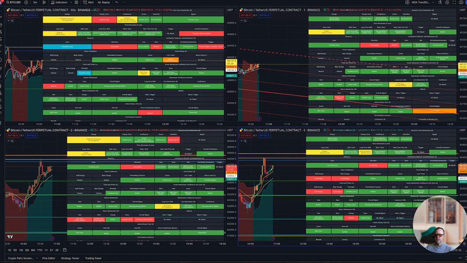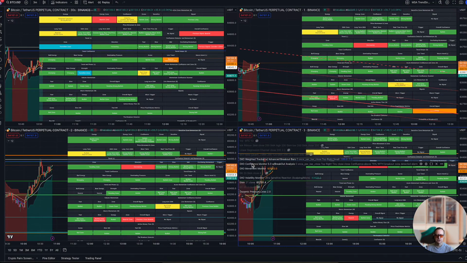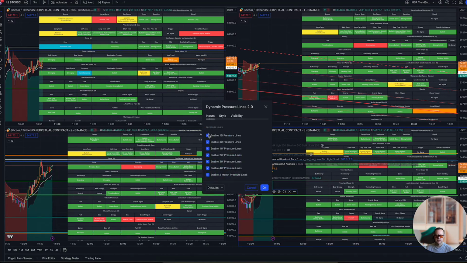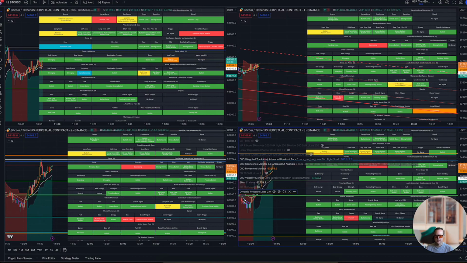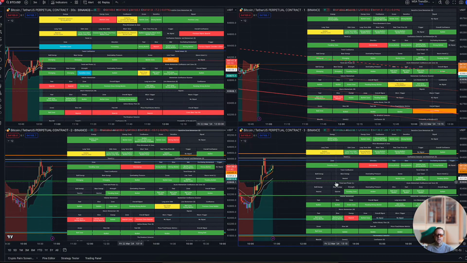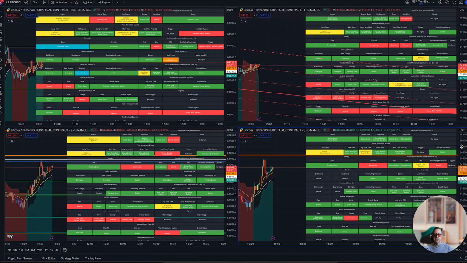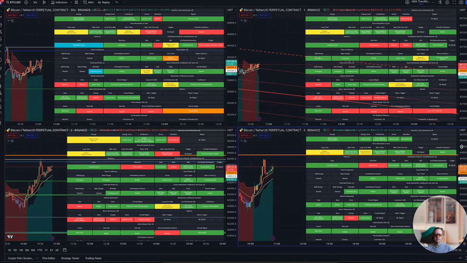I might need to take that off. Let's see if I take off dynamic pressure lines. Yeah, that's what I thought. I was like, that's an awful lot of lines on that chart. I'm just going to go back to my normal configuration, remove a lot of those lines. You'll see them just disappear. Now it's cleaner, right? I'm just looking at that one, which is the two week pressure line configuration.